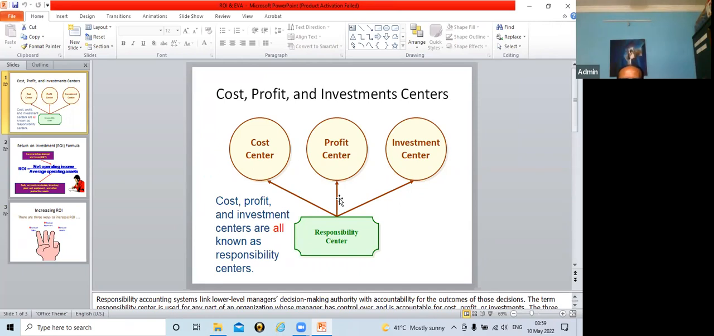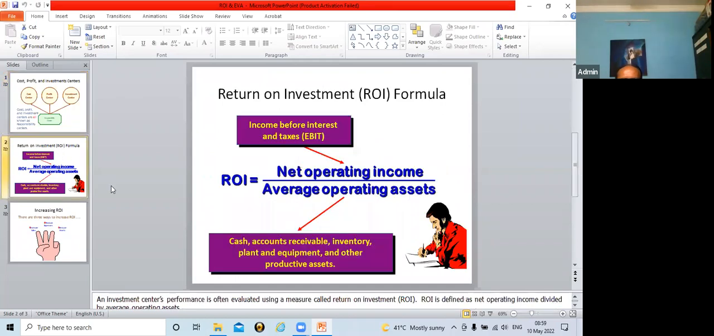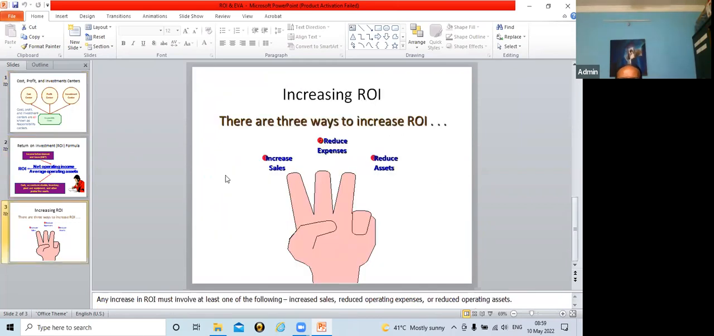If there is any doubt about ROI, return on investment: a short note is expected on this topic, a short note for 2 or 3 marks, on ROI. If you are asked for a short note, please remember this formula: ROI equals EBIT divided by assets. Then, how to increase ROI? Remember these three points: increase in sales, reduction of expenses, and reduction of assets. Assets means current assets as well as fixed assets. How to reduce them? These three points should be highlighted in your short note on ROI. If you have any doubt, you may ask.